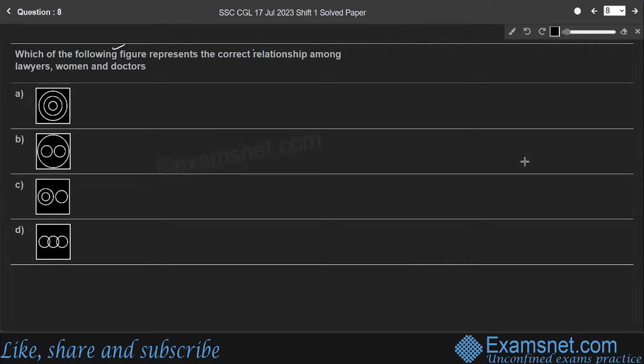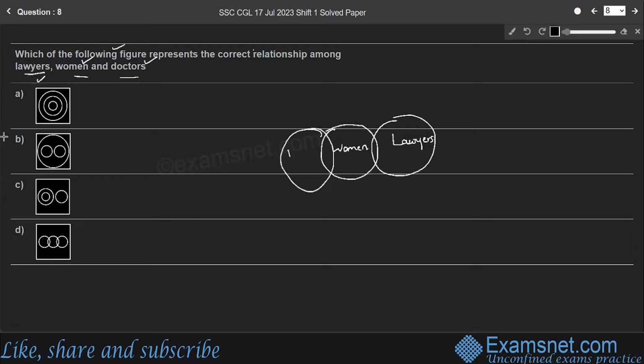Question 8. Which of the following figure represents the correct relationship among lawyers, women, and doctors? Here, students, we know that some women can be lawyers or some women can be doctors. But lawyers and doctors both are different professions, right? But both can be women. Therefore, let us consider a set of women like this. Set of women, in which some women are lawyers and some are doctors.